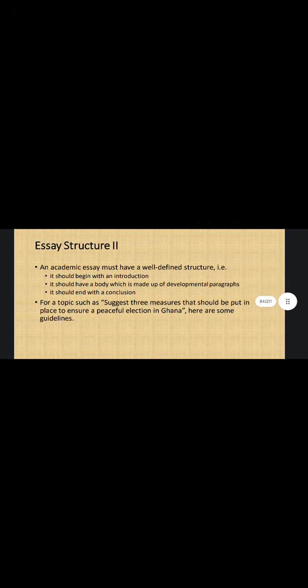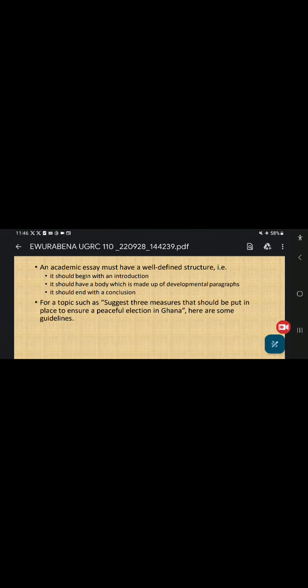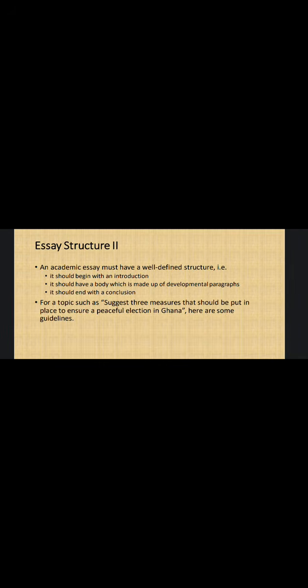So let's go to section 6. This is where we'll have more time in explaining them. So we are coming to look at the essay structure. An academic essay must have a well-defined structure. Okay, when you say structure, it's a laid down procedure you should follow. Academic writing is a process analysis. When I'm doing section 7, I'll explain these things to you.